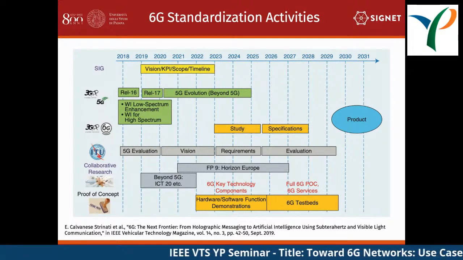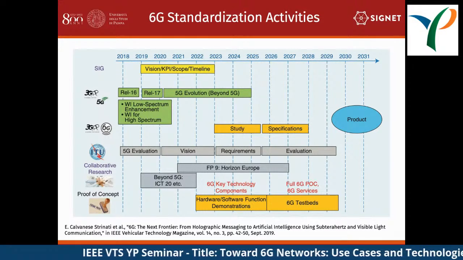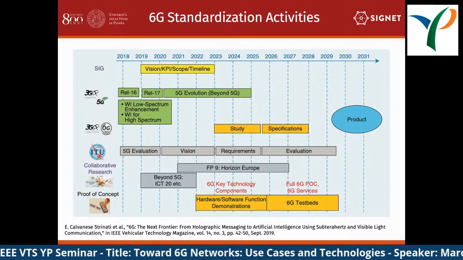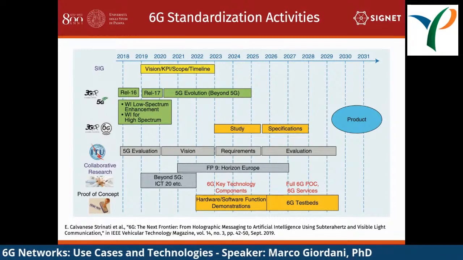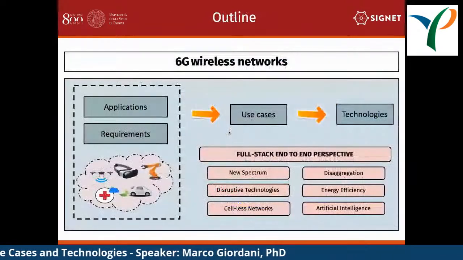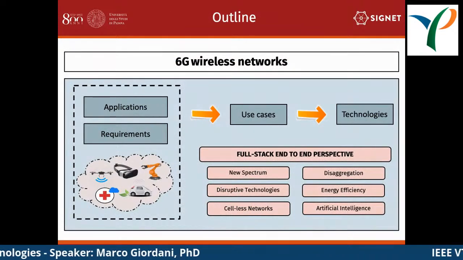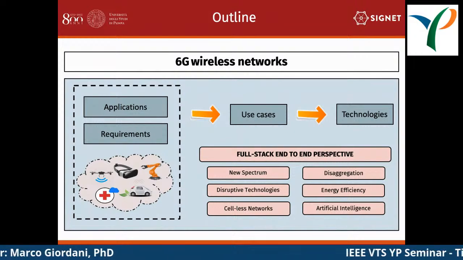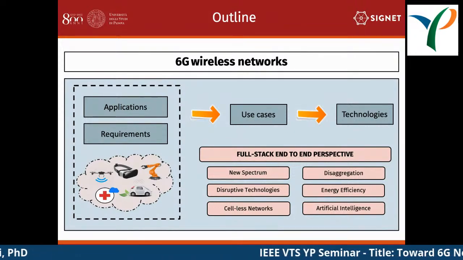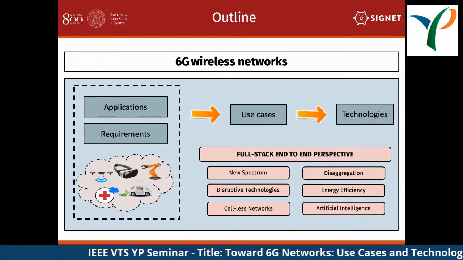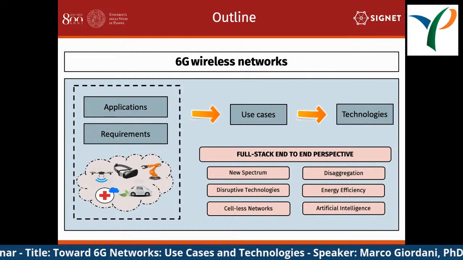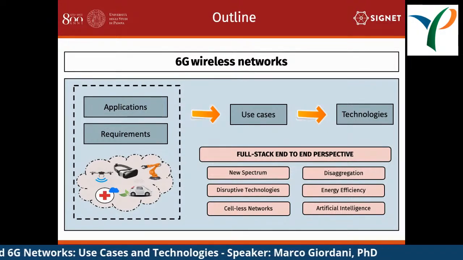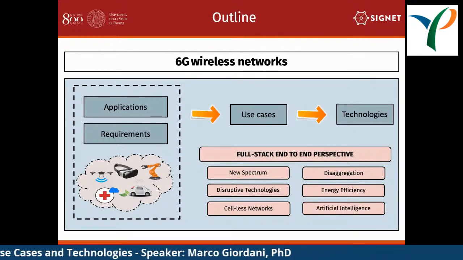So as I was saying at the beginning of this presentation, the time is right to figure out how the 6G networks of the future will look like. So this is going to be the outline of my presentation. I will first of all dedicate a few minutes talking about which services the future society will need to address and which requirements it will have. And then I'll present the technologies that will make it possible for these demanding requirements to be satisfied.